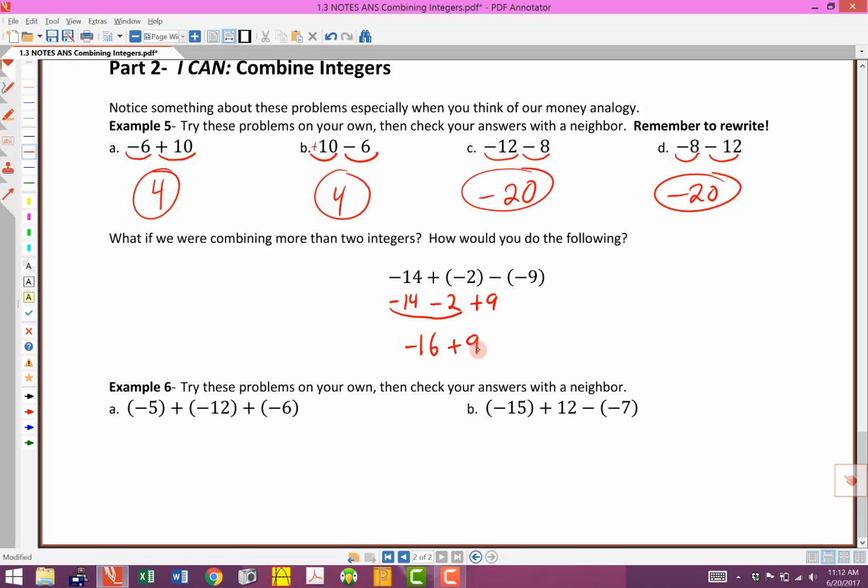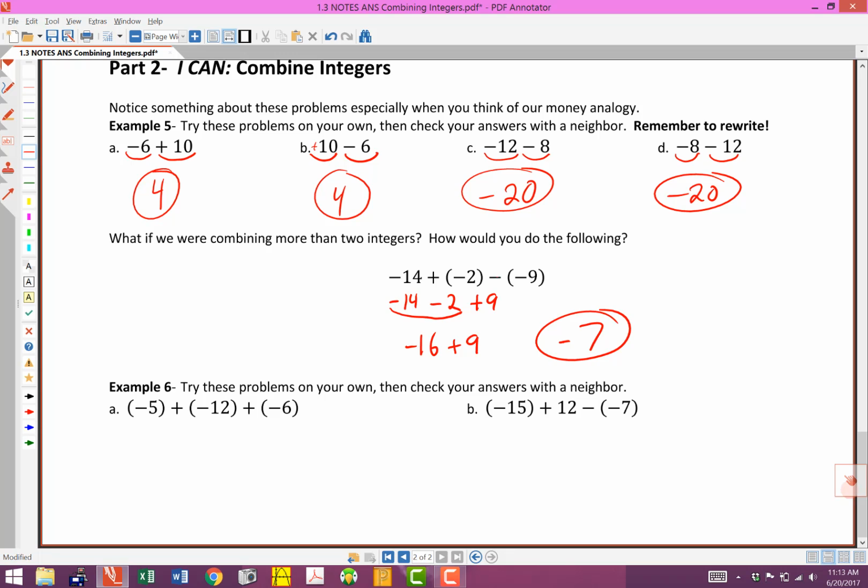Then we're going to add the other one. We're basically going to do these 2 at a time. So these have different signs, so we're going to find the difference. The difference between those two numbers, 16 and 9, is 7. The bigger one in absolute value is the 16, and it happens to be negative, so the answer on this problem is negative 7. So when we have more than 2 integers, it's not a lot more difficult. We just need to keep track of doing this just a little bit at a time and applying our rules.